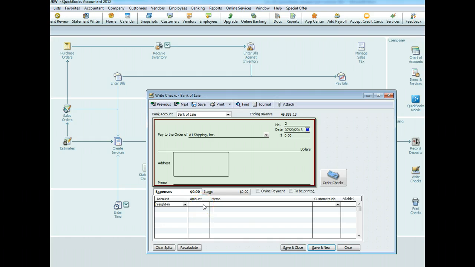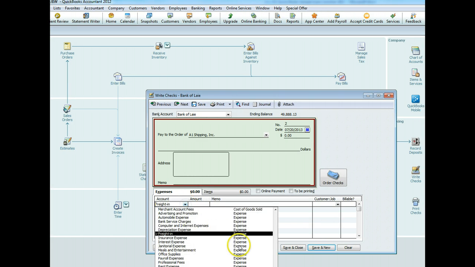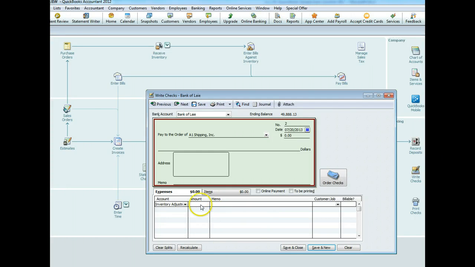Now, my freight in has 2 different places it needs to go. So I'm going to have to take it out of freight in and put it in inventory adjustment, because it's not a general expense at all. It's going to go specifically to those items of inventory that I'm going to sell. And let's see, that is July 24th.